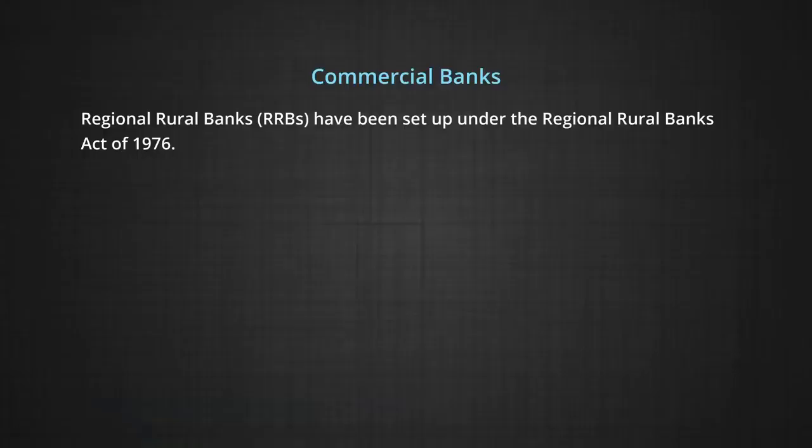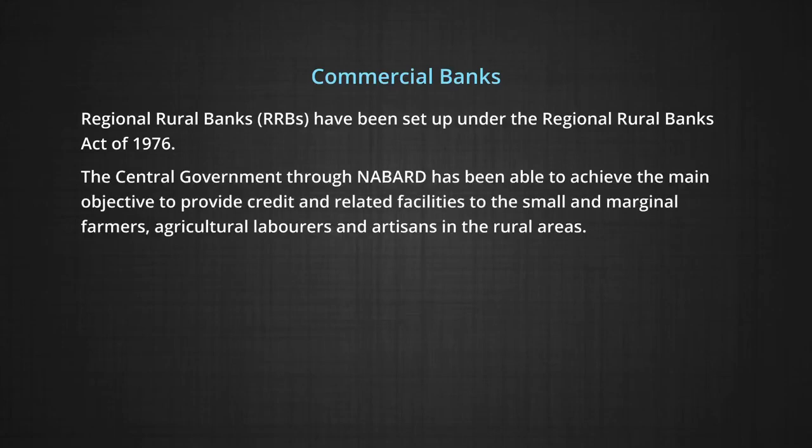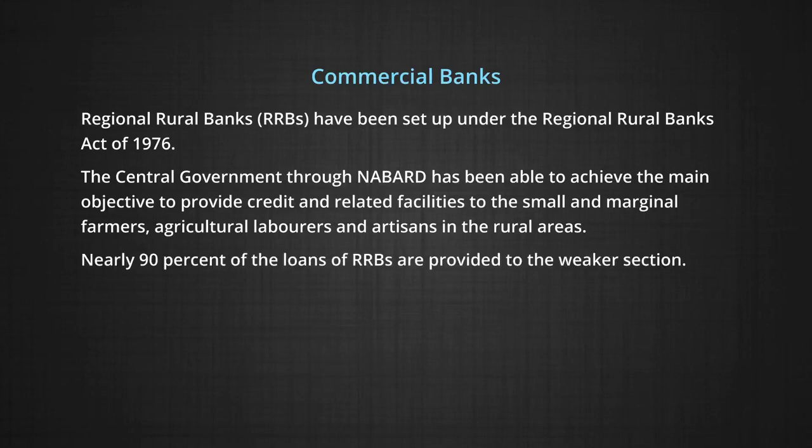Now come to the point, regional rural banks, that is RRBs, which have been set up under the Regional Rural Banks Act of 1976. The central government, through NABARD, that is National Bank for Agricultural and Rural Development, has been able to achieve the main objective to provide credit and related facilities to the small and marginal farmers, agricultural laborers and artisans in the rural areas. Nearly 90% of the loans of RRBs are provided to the weaker section. They provide loans at a lower rate of interest and give a higher rate of interest on deposits.